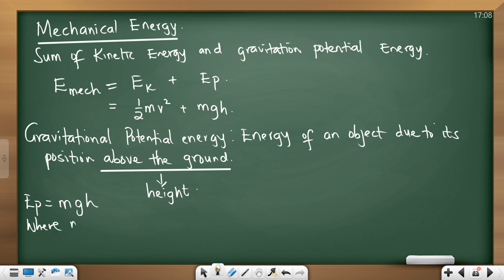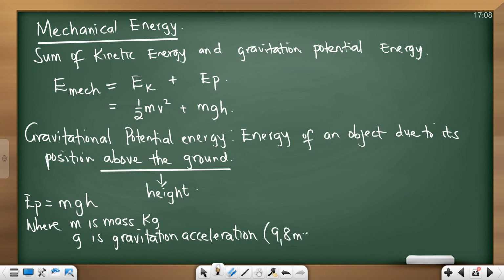Where we know that m is mass in kilograms. g is gravitational acceleration, and it has a constant value of 9.8 meters per second squared. I'm just going to leave it as that. It's supposed to be downwards, but I'm dealing with energy, so I'm just going to leave it like that. And h is height in meters. So we have defined all the variables.